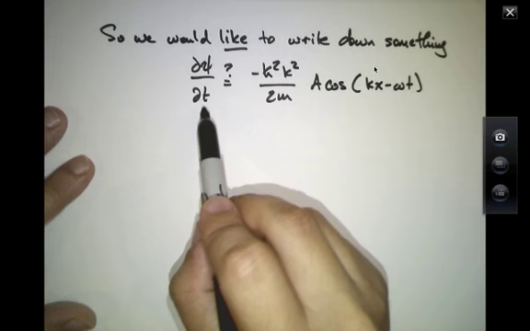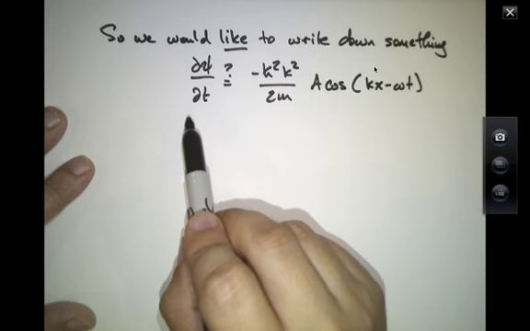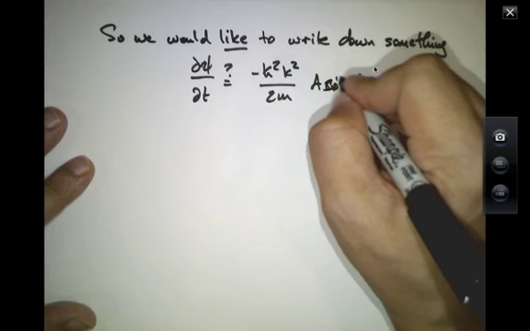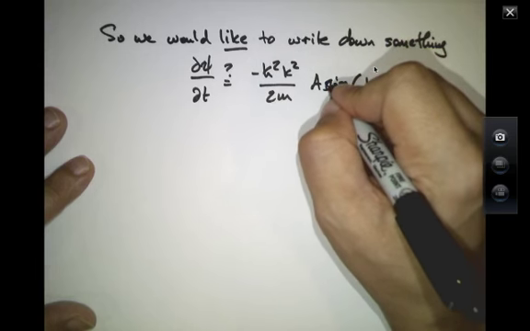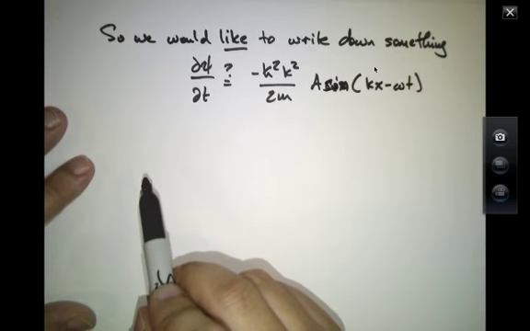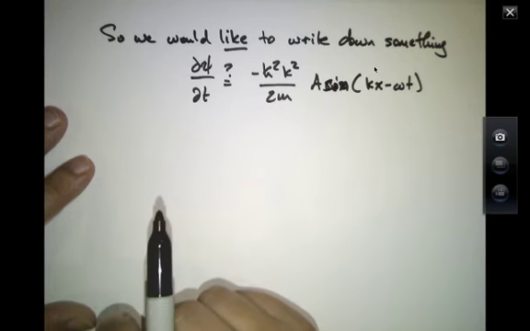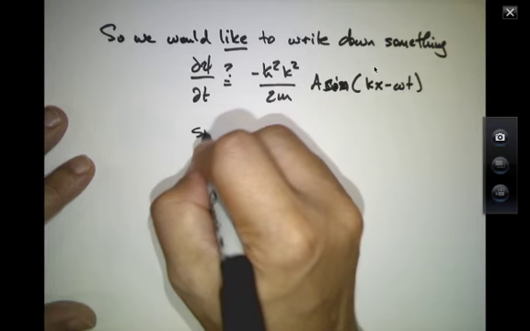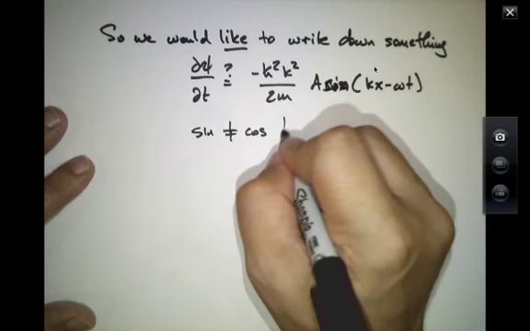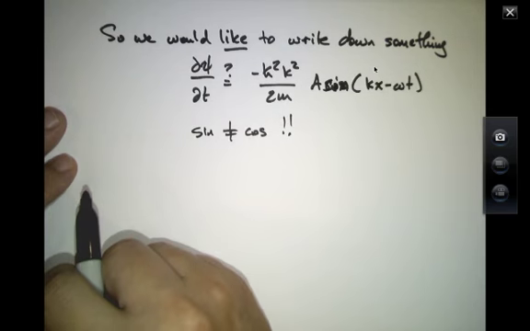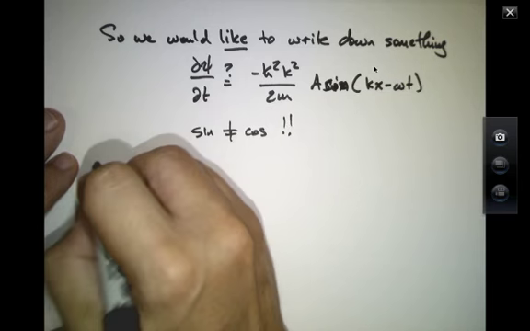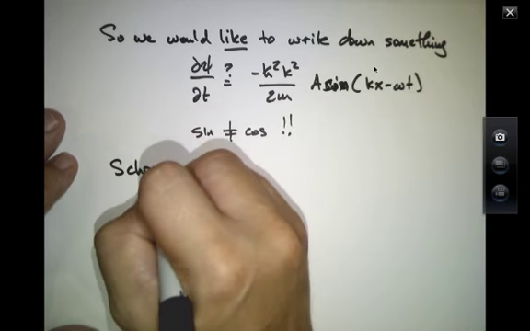But the problem is on this side, I'd have a cosine function, and on this side, I have a sine function. And I don't have sines equal to cosines. So it's in this moment that Schrodinger realizes the complex numbers are involved.